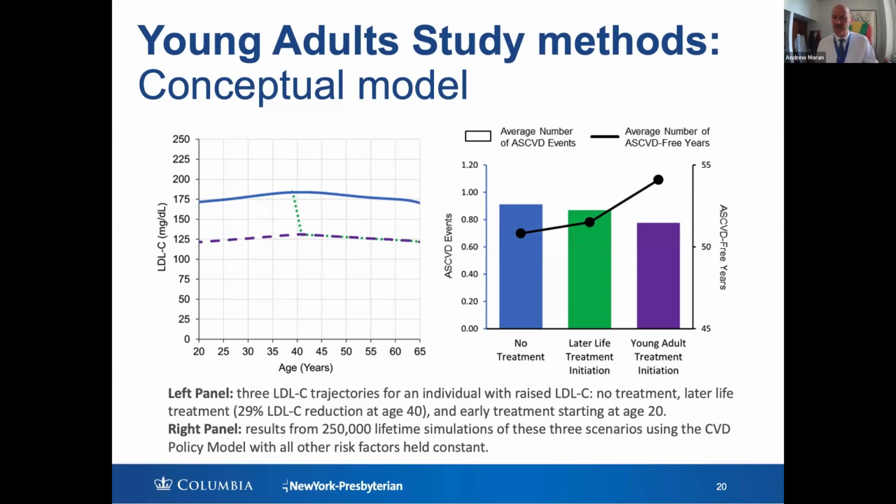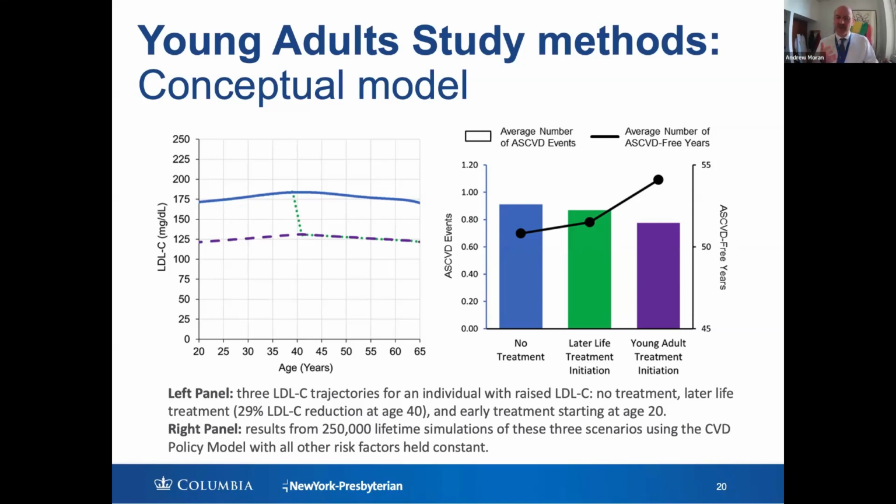And then there's the third scenario, which is the purple line, where there was an earlier screening. The person's LDL cholesterol was reduced at age 20, and they have a lower cholesterol from age 20 to 65. And in this, when we simulate this hypothetical situation, you can see the results in the right-hand panel.